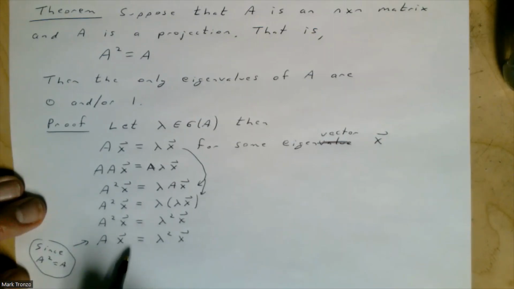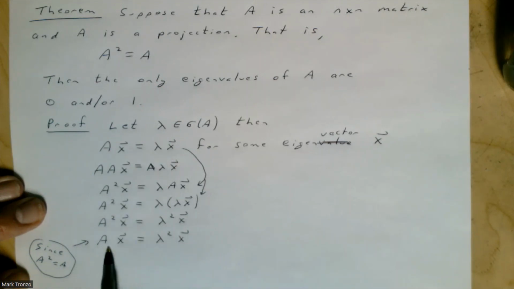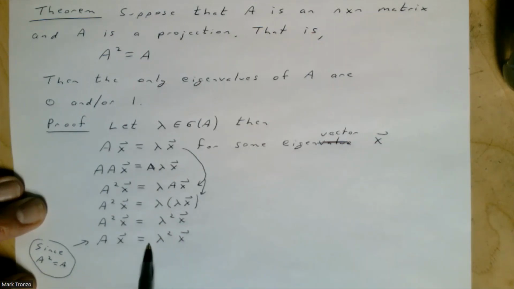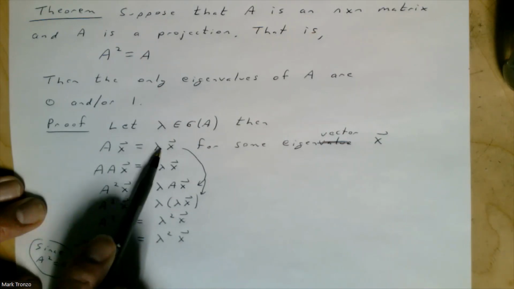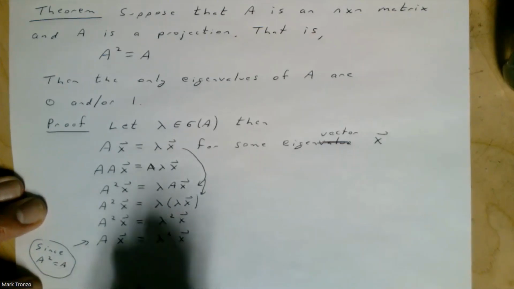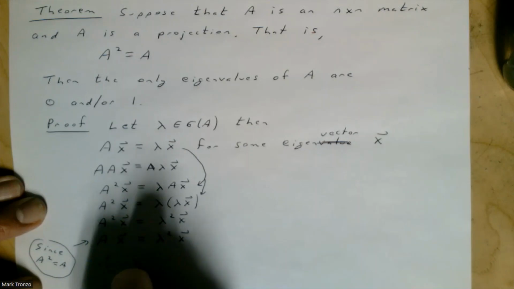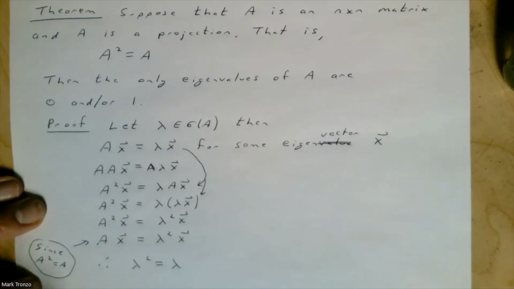Now, finally, notice what we have here. We have A of X equal lambda X. And we have A of X equal lambda squared of X. So this line and this line imply that since AX is equal to both of these, therefore lambda squared has to be equal to lambda.